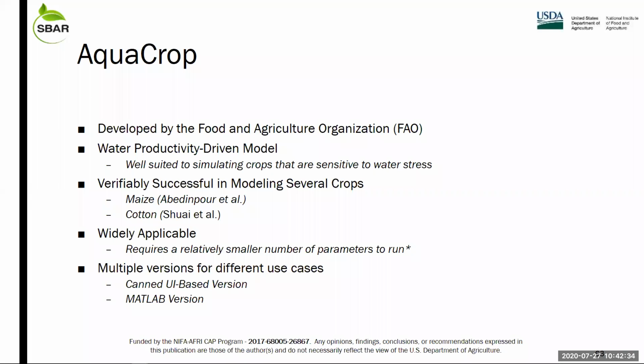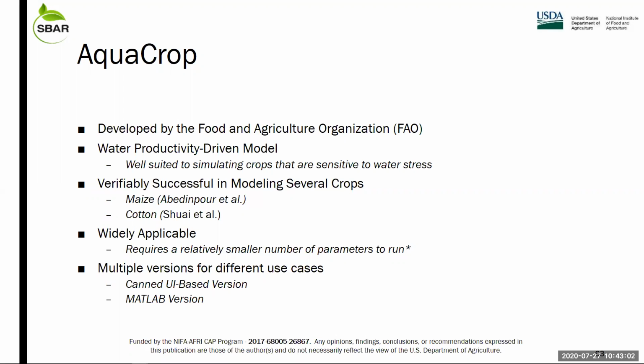All right, so aquacrop. This is the model that we choose to use. It was developed by the Food and Agriculture Organization, United Nations. It's a water productivity driven model, right? So first and foremost, the most important parameter that it uses is water stress. And since we live in the desert and we're looking at arid crops, that was very important to start with. It's been successful in modeling corn and cotton, and it's widely applicable.